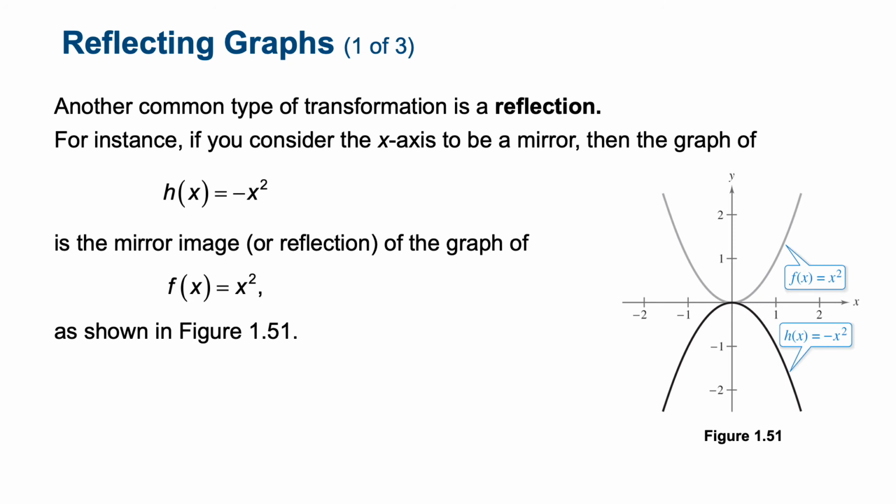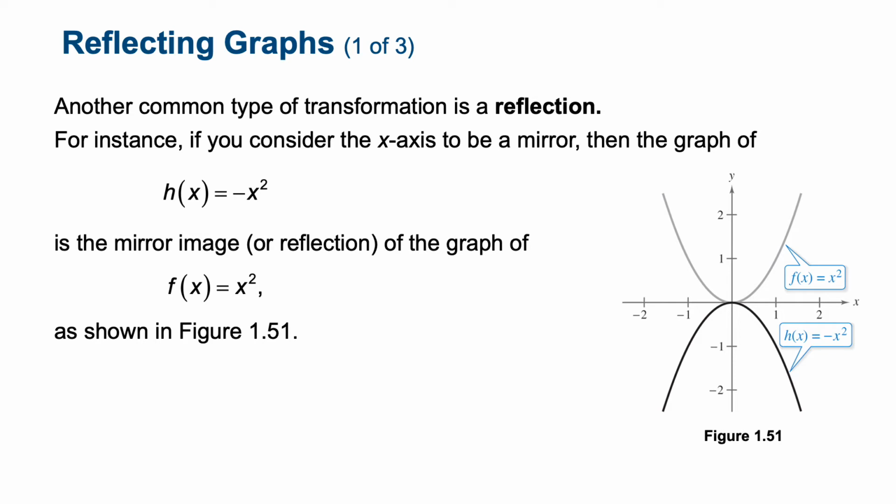Okay, now let's talk about reflection graphs. A very common type of transformation is a reflection. Basically you imagine an axis or a line to be a mirror, and you just draw its reflection. It looks exactly the same except flipped over, yeah? So if you consider the x-axis to be a mirror, let's say you have x squared, negative x squared will be the mirror image. It takes all these positive y values and turns them into negative y values. So it's exactly the same graph, but just facing down, okay?